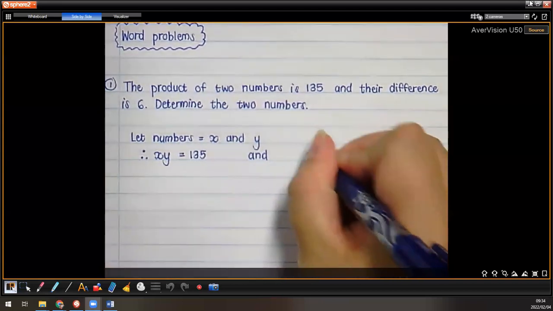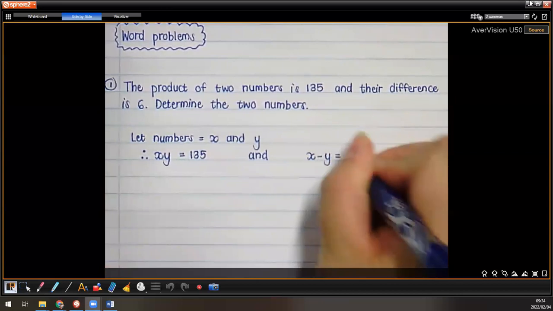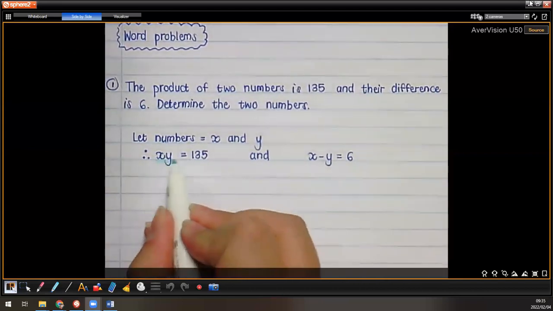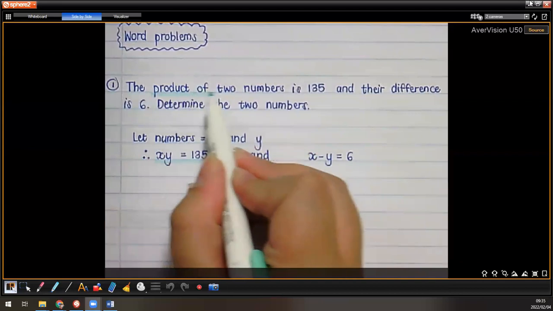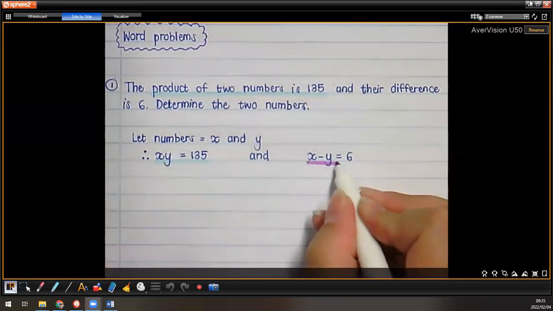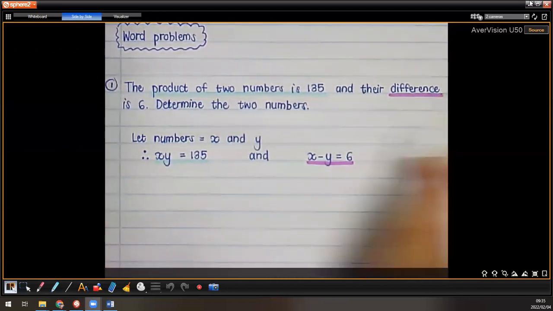Now here it doesn't really matter. They're not telling us which one is bigger. So we can say x minus y is 6, or you can say y minus x. Let's just do some highlighting here, just to show that this equation is coming from that bit of information, and then the second equation is coming from the second bit of it.